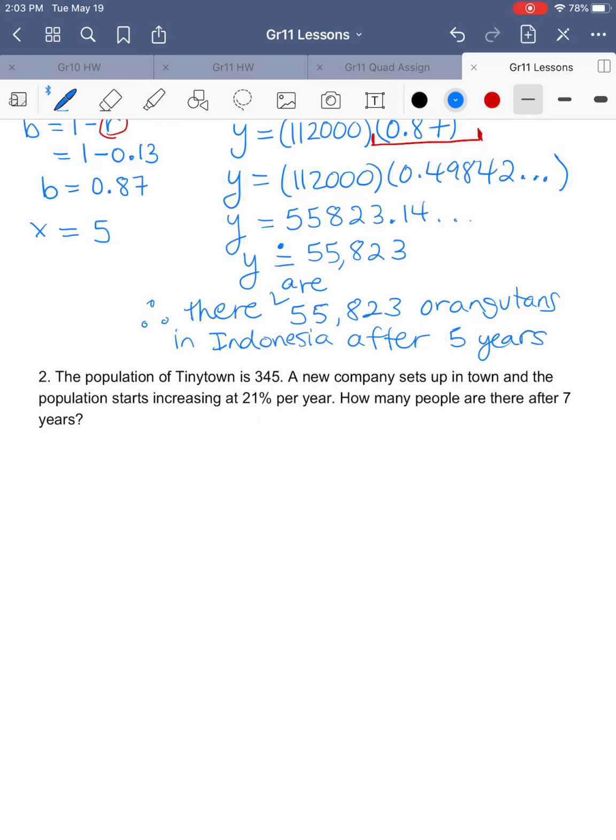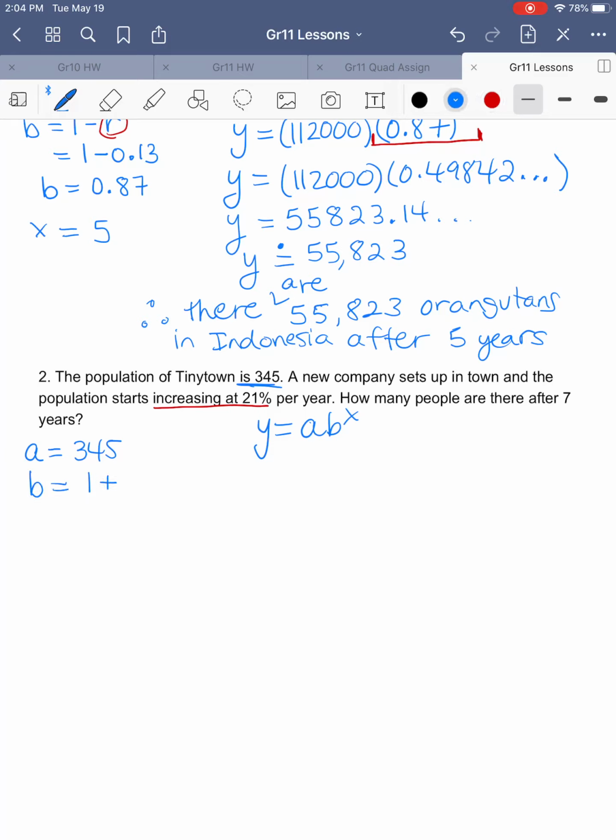So we're going to do the same thing we did before. We're going to be working with our basic equation, y is equal to a times b to the power of x, and we're going to identify the information we're given and the information we need to find. So we are told that the population of Tiny Town is 345. So a is equal to 345. We are also told that the population starts increasing at 21% per year. This means that we're looking at growth.